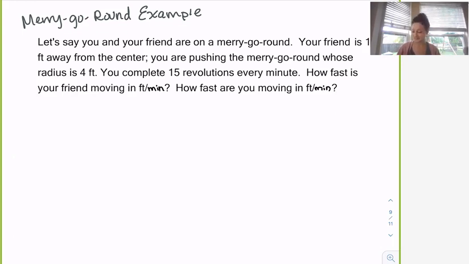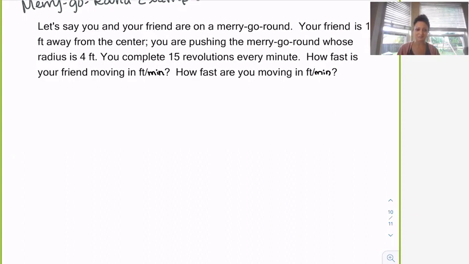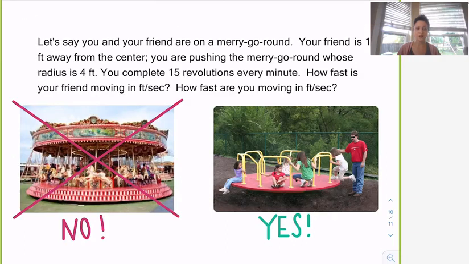Okay, now just to clear things up, I am not talking about the thing on the left. Okay, I'm not talking about a carousel. I'm talking about a merry-go-round, which are pretty much being removed from playgrounds now because apparently they're too dangerous. But we loved merry-go-rounds on the playground when we were little.